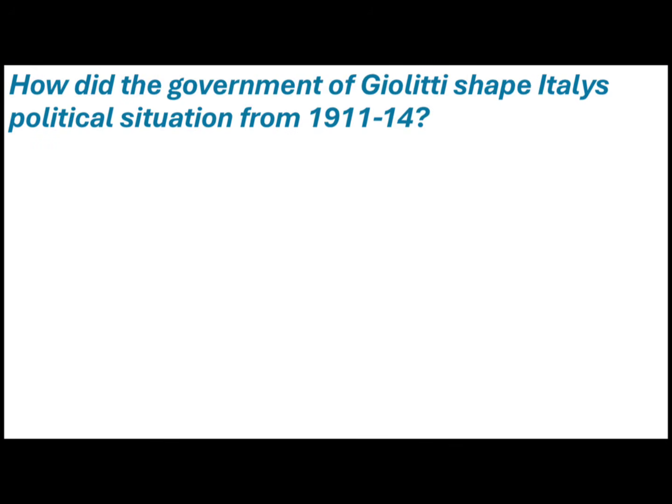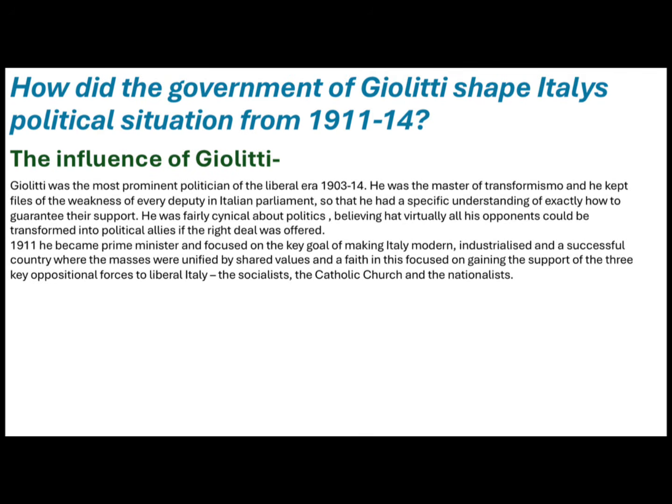So now we're moving on to the second question: how did the government of Giolitti shape Italy's political situation from 1911 to 14? We have the influence of Giolitti. Giolitti was the most prominent politician of the liberal era from 1903 to 14. He was the master of transformismo, and he kept files of weaknesses of every deputy in the Italian parliament, so that he had a specific understanding of how to guarantee their support.